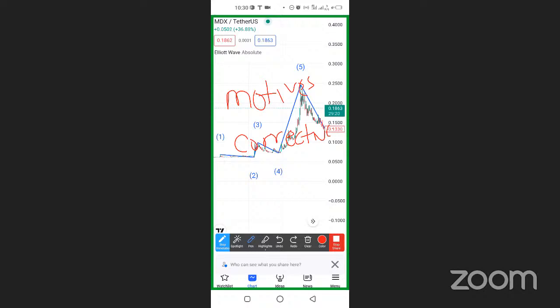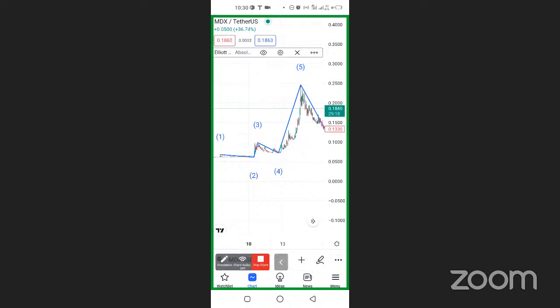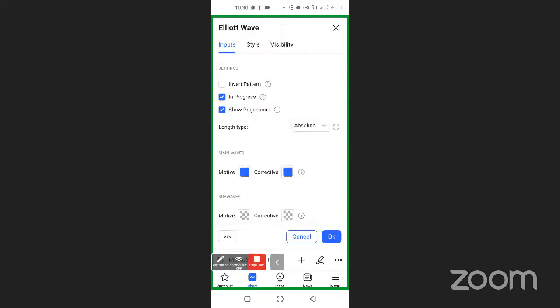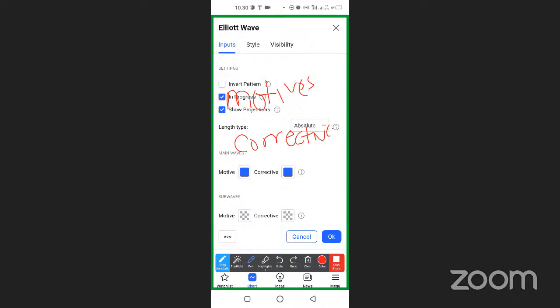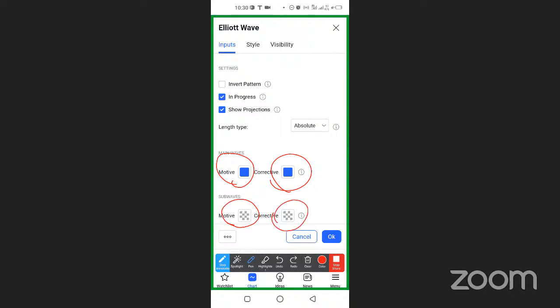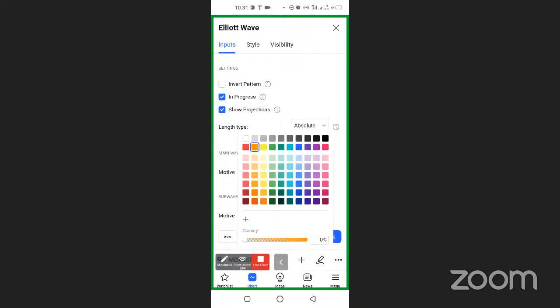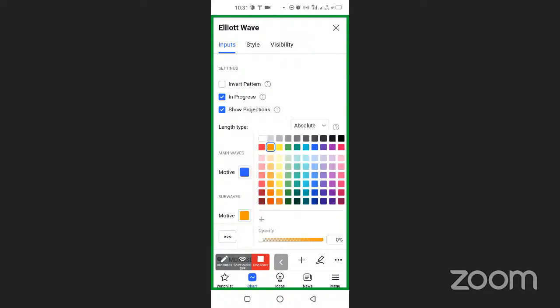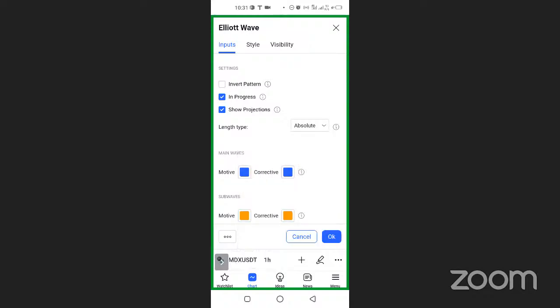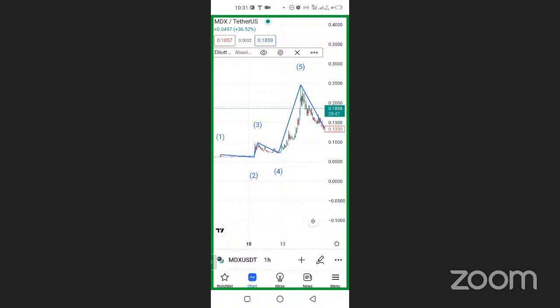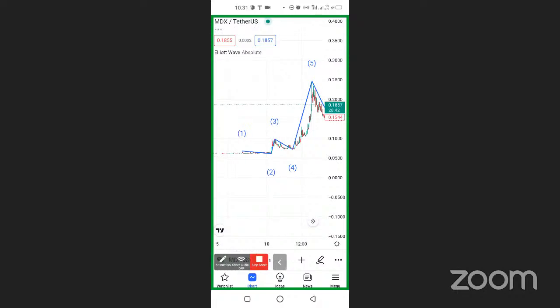Now, let me take you through that. When we tap on the indicator and come to its settings, it has the motive and the corrective. Also, the subwaves have the motive and the corrective. Let me return my subwaves back so that you can see. When I press OK, they may not show here, but they may show in another indicator.